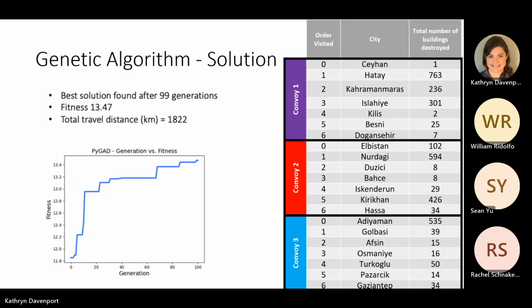The output path for the 3 convoys from the genetic solution is shown on the table on the right. Using our implementation, we were able to find a solution tailored to both of those objectives that I spoke about in the past slide. The algorithm found the best solution after 99 generations, as you can see from the plot below, and the total travel distance was 1,822 kilometers. This travel distance may be higher than other approaches, but that's because we're balancing prioritization with minimizing travel distance.